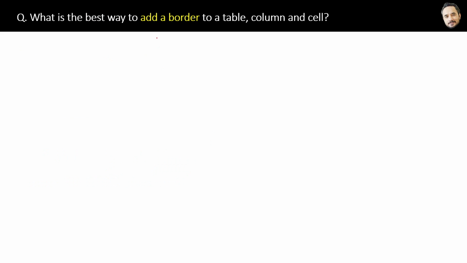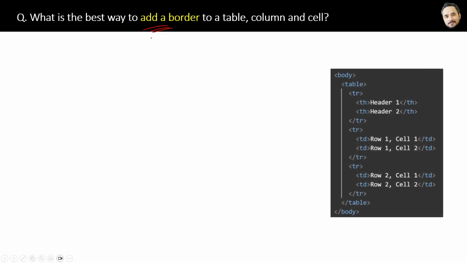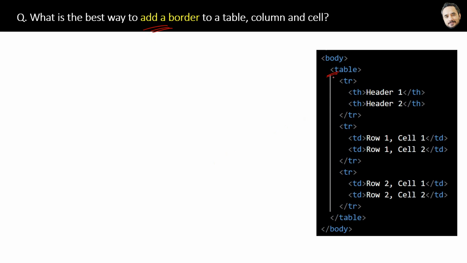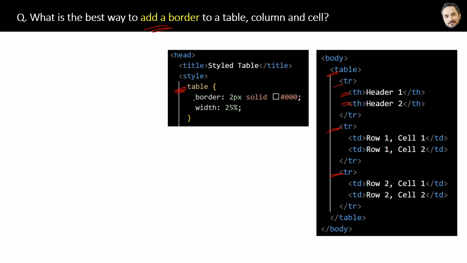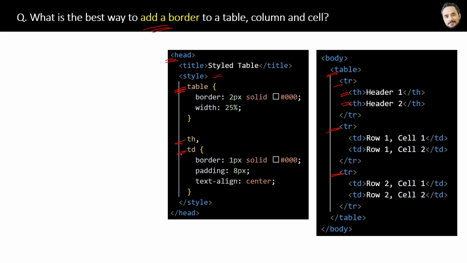What is the best way to add a border to a table, column and cell? Here is a table HTML code, one table, then 1, 2, 3 rows, and each row with 2 columns, right? Now, in order to add any style or border to the table, the best way is to set the table element style. Okay, that can be done in the same style tags in the head section or in a separate CSS file also. Then in the same way for tr, th and td like this, this will be the output in the browser like this.